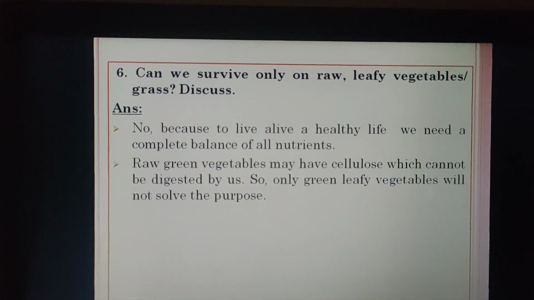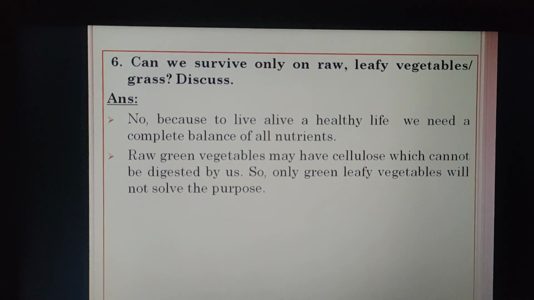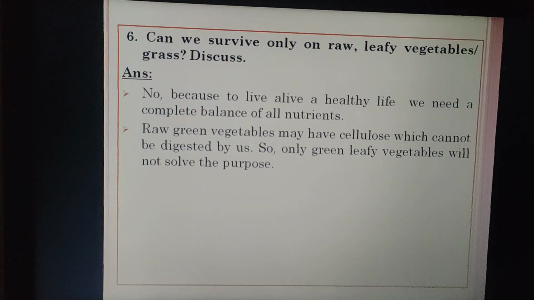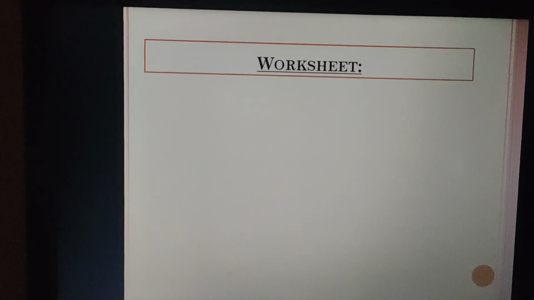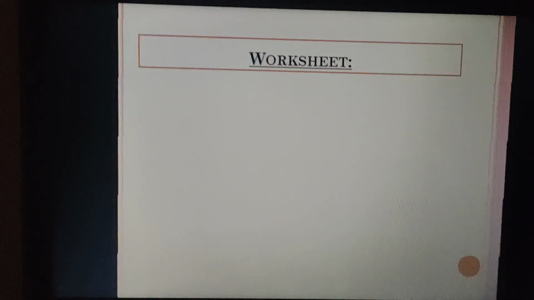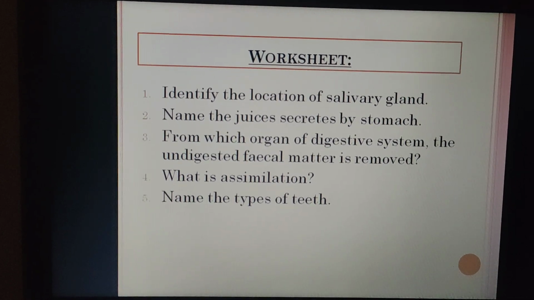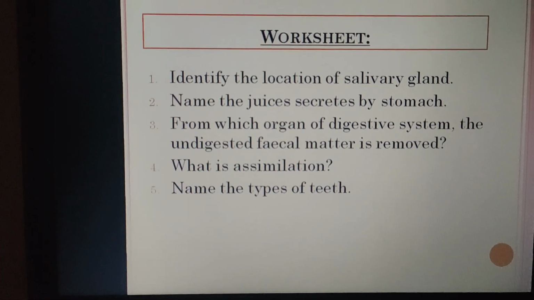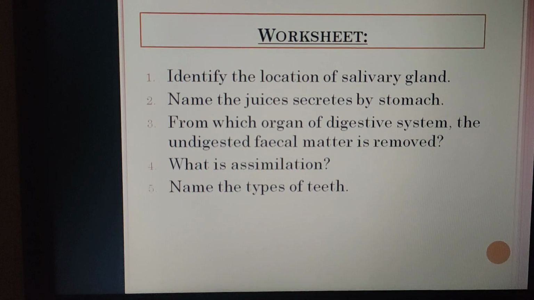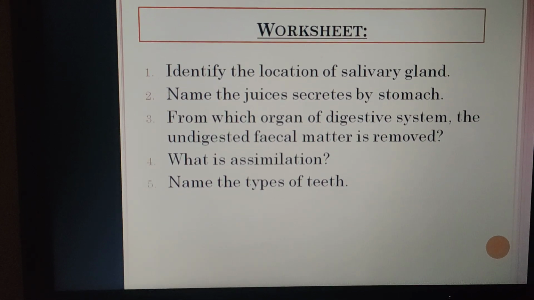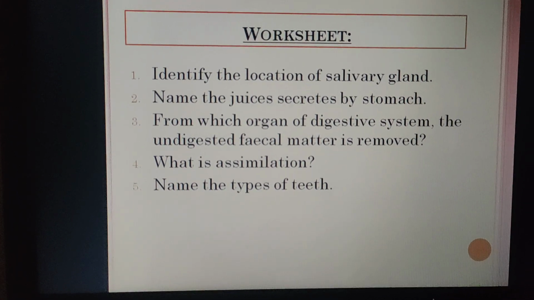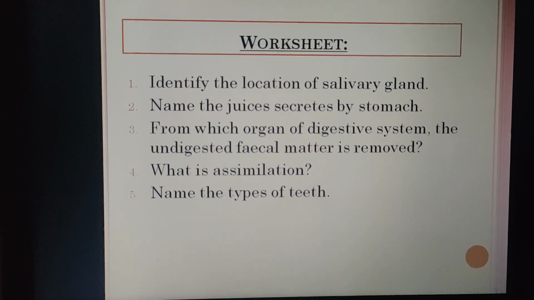So on this note, we completed all 13 questions of our exercise. Now it's time to test yourself. For that I have prepared 5 one-sentence questions as a worksheet. Here come the questions. The first one: identify the location of the salivary gland. Second, name the juices secreted by the stomach. From which organ of the digestive system is the undigested fecal matter removed? And what is assimilation? Name the types. All these questions are very easy and very short. I hope you will practice them.